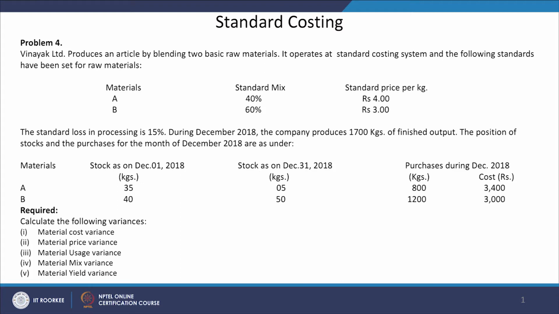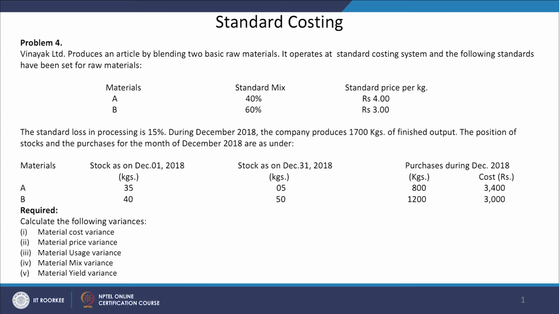So we have to deal with the issues of the opening stock and closing stock, and then we will have to address the issues of some wastages also. In this case also I expect some issues with regard to the wastages. So we will have to solve all this, and then find out how to calculate these variances, what the important points are and what the relevant issues involved in this case are, because it is given here. If you look at the problem, it is given here, Binaik Limited produces an article by blending two basic raw materials. It operates a standard costing system and the following standards have been set for the raw materials, right. So material A and B are given to us.